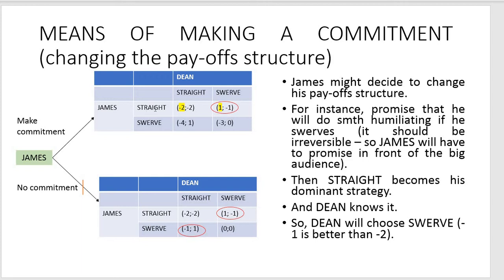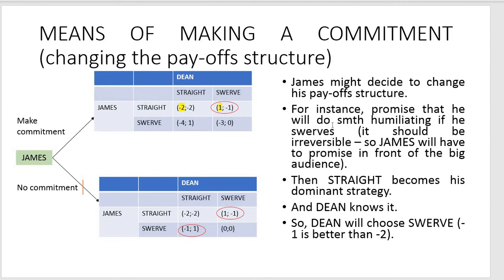So take a look. Then for James, straight becomes a dominant strategy. So -2 is better than -4. And 1 is better than -3 anyway. It was better before, 1 was better than 0. So it's all about here. Previously, if Dean decides to go straight, for James it was a better option to swerve. But now for James it's still a better option to go straight, whatever happens. So Dean keeps this in mind, so he knows that for James, straight is a dominant strategy.